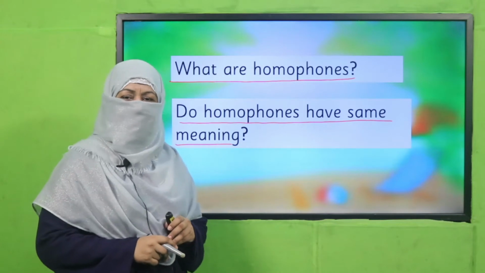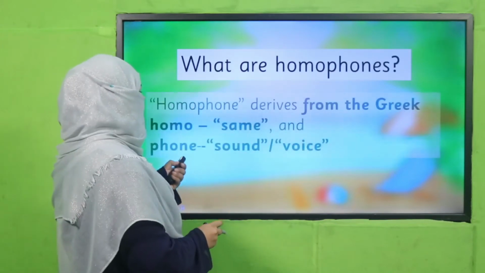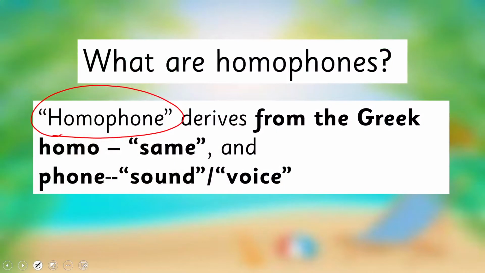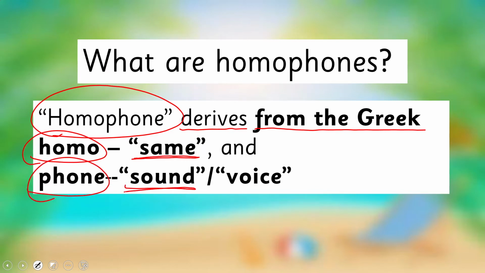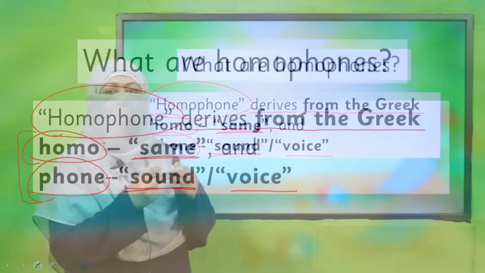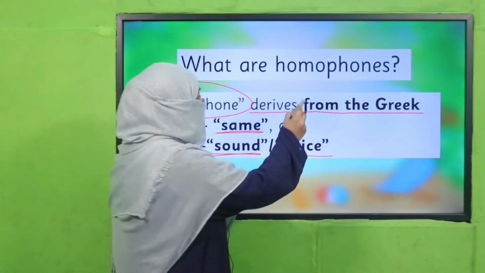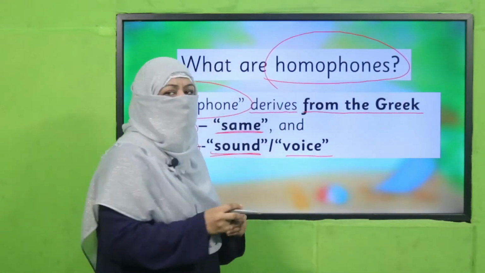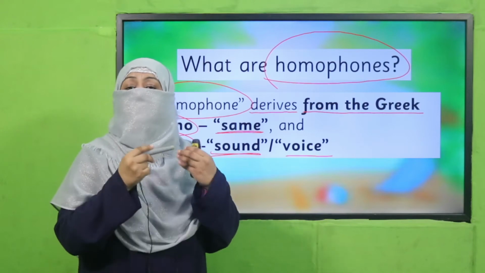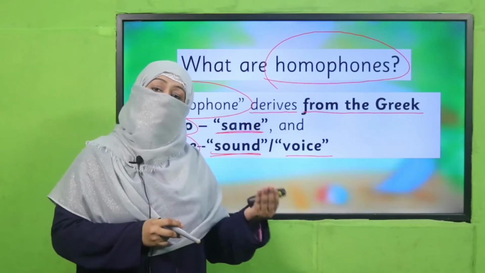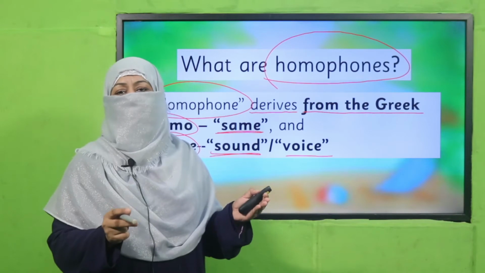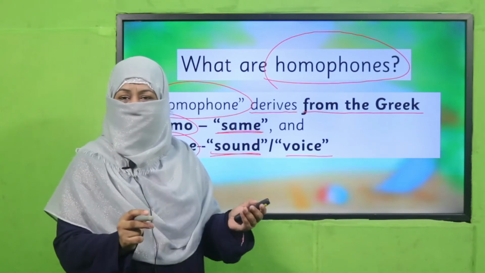Yes, my dear students. What are homophones? Homophone has been derived from the Greek word. Homo means same and phone means sound or voice. So homophone means same voice. When we say homophones, we are talking about words which have the same sound. They sound the same, but they are different. Their spellings are different, their meanings are different.